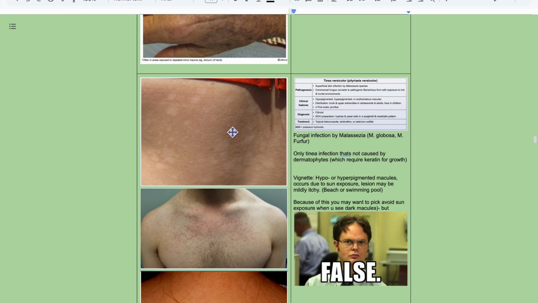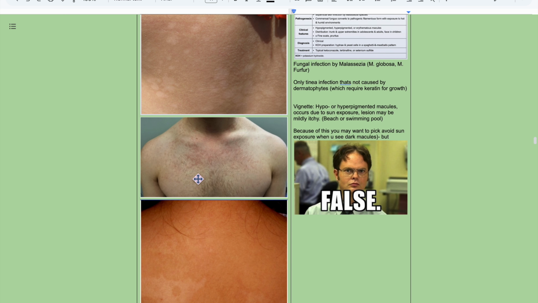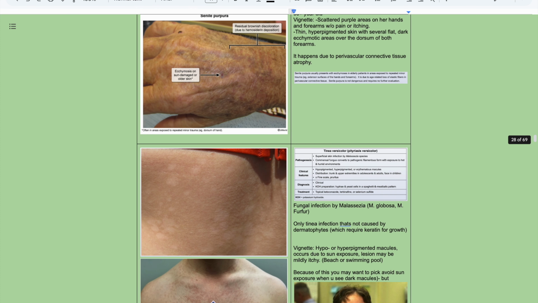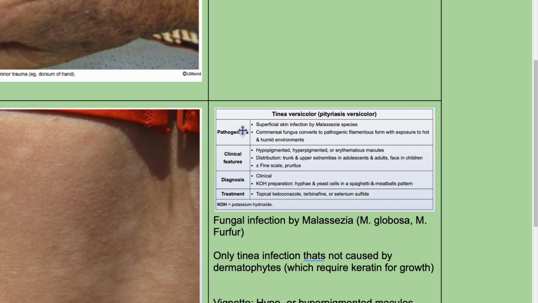Here we have tinea versicolor. Pathogenesis is superficial skin infection by Malassezia species, a commensal fungus converted to a pathogenic filamentous form with exposure to hot and humid environments. Clinical features are hypopigmented, hyperpigmented, or erythematous macules. Distribution is trunk and upper extremities in adults and adolescents, face in children, with or without fine scale and pruritus.